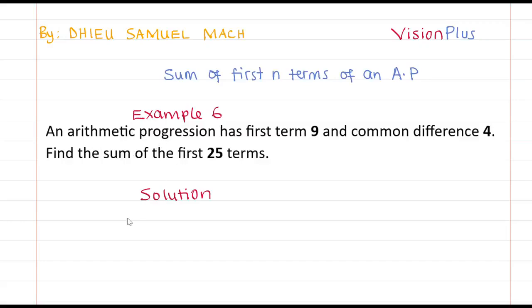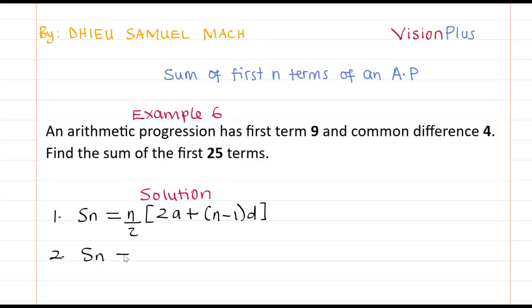In this example 6, I will be using the second method of finding the sum of the first n terms of an AP. The first formula that I quoted was the sum of the first n terms is given by n over 2 into 2a plus (n minus 1) times d. The second formula was the sum of n terms is n over 2 into the first term a plus the last term l.